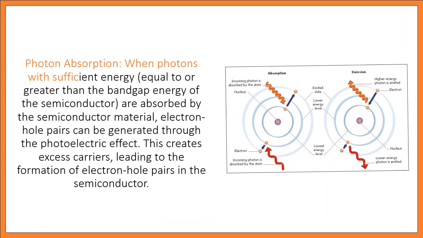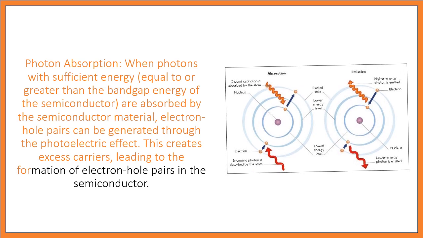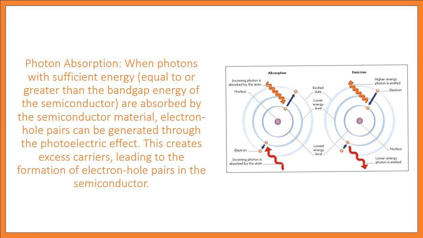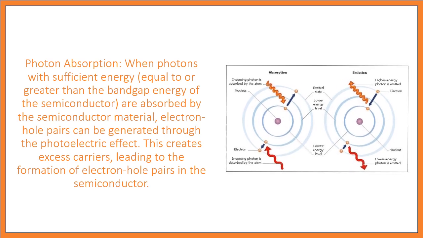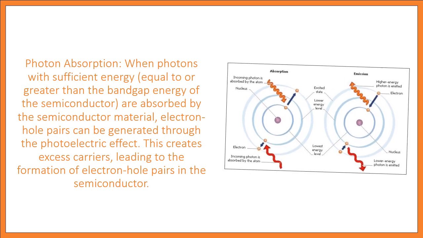Photon absorption. When photons with sufficient energy, equal to or greater than the bandgap energy of the semiconductor, are absorbed by the semiconductor material, electron-hole pairs can be generated through the photoelectric effect. This creates excess carriers, leading to the formation of electron-hole pairs in the semiconductor.